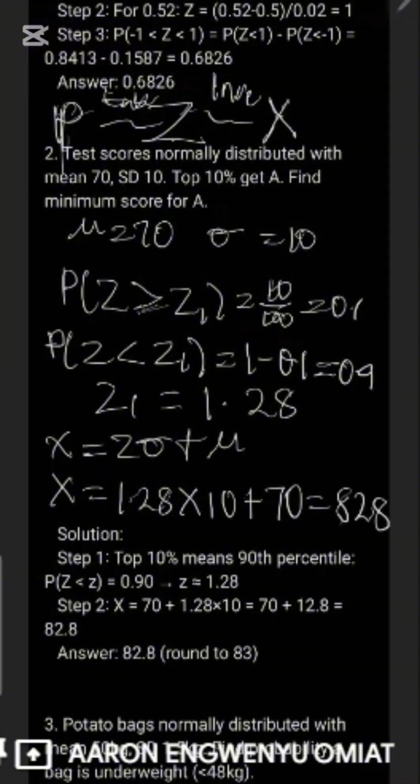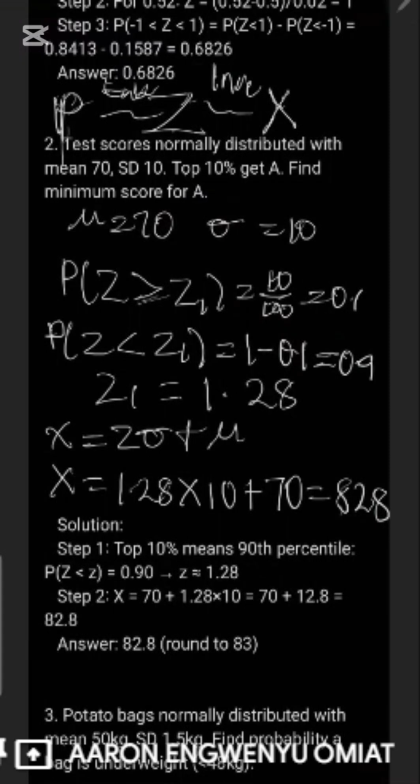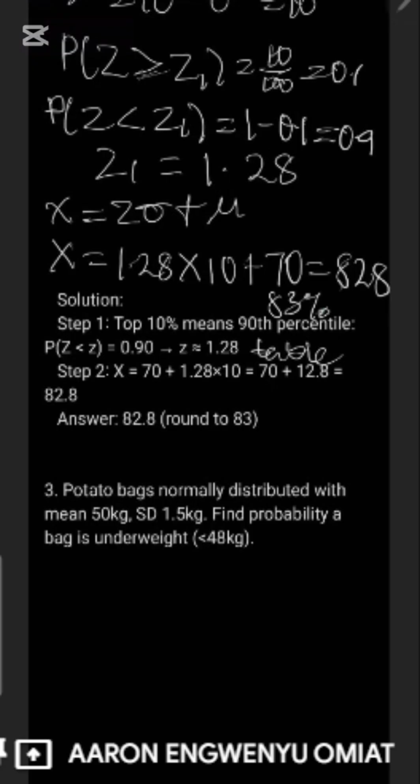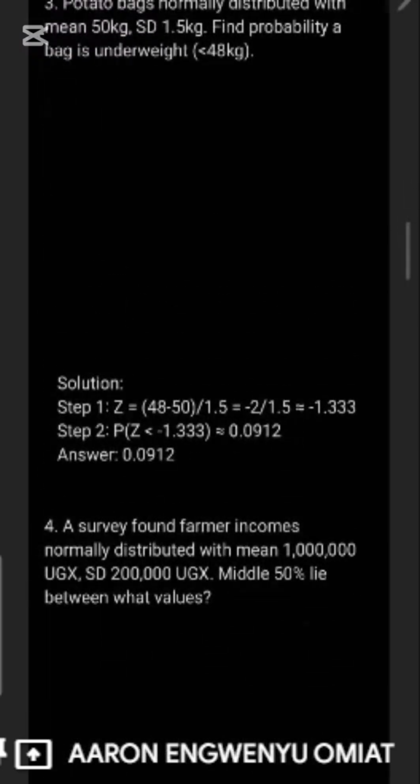That's the correct answer. So the top 10% means the 90th percentile. So the probability of Z less than Z1 is 0.90. And if you use the table here, it corresponds to 1.28. Our second step is to use the inverse formula. And when we substitute, we end up with 82.8, which is approximately 83% as the mark for an A. All right.